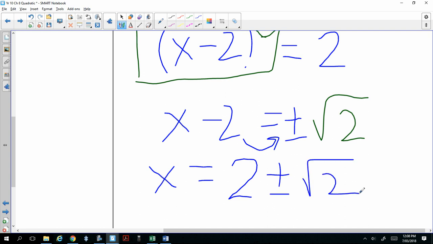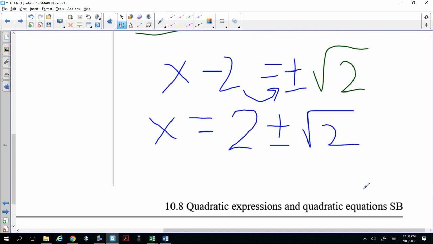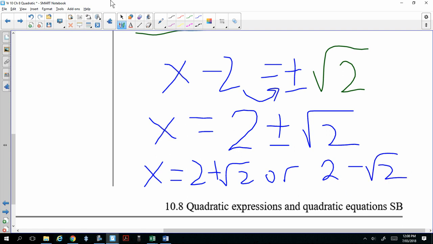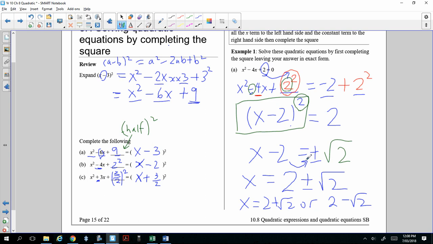Yeah, so we have these two answers, x equals 2 plus root 2 or 2 minus root 2. We have these two roots. That's the process of completing the square. Get it? Right? Now, before I move on, I just need to say a few more things.